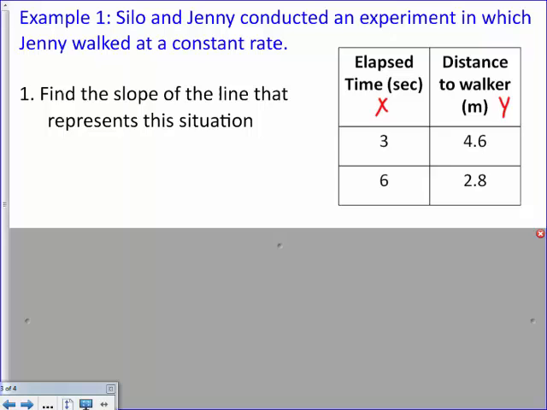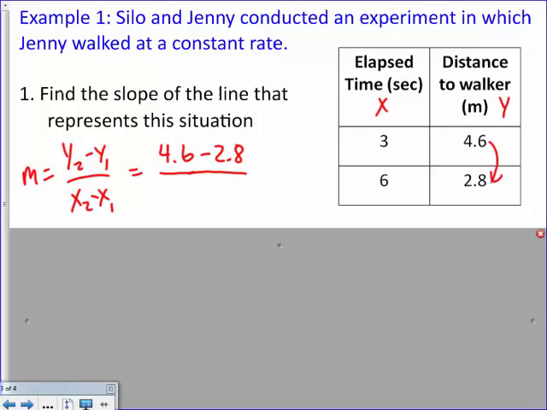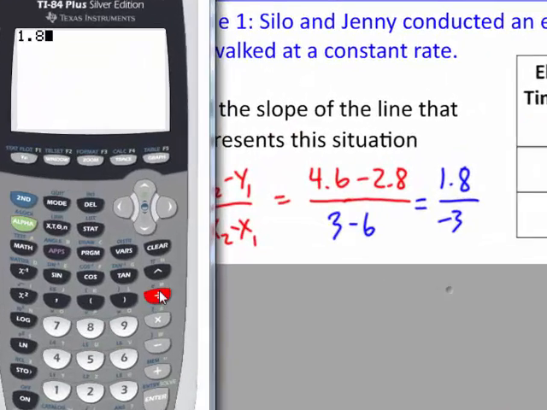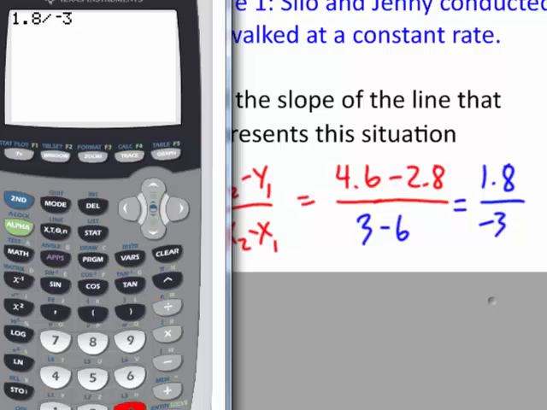So how do I find slope? Well, remember, our y2 minus y1 over x2 minus x1, or if you just always remember, subtract your y's on top. So in this case, we'll take 4.6 minus 2.8 and subtract your x's on bottom. Well, since I started with 4.6, I have to start with 3 and say 3 minus 6. And that would give us 1.8 over negative 3. And let's clean that guy up. So 1.8 divided by negative 3 is really negative 0.6.